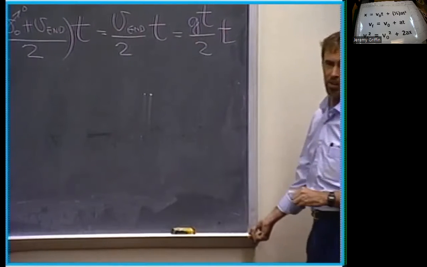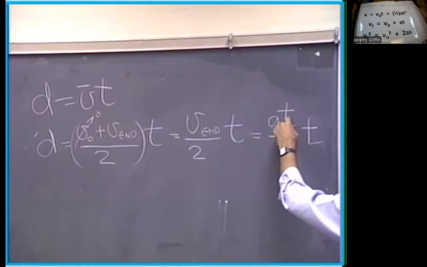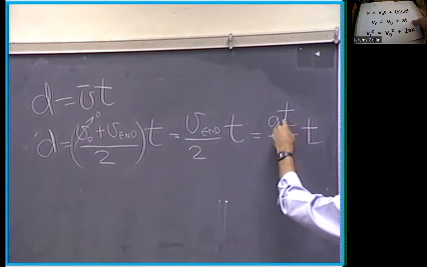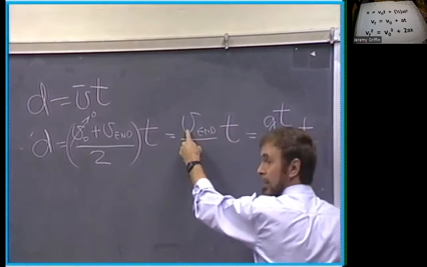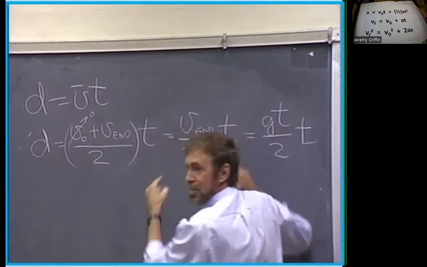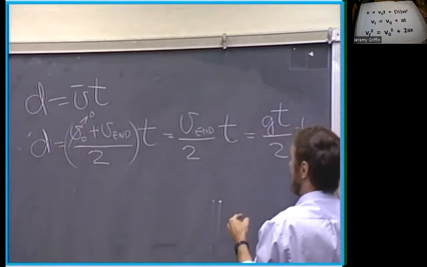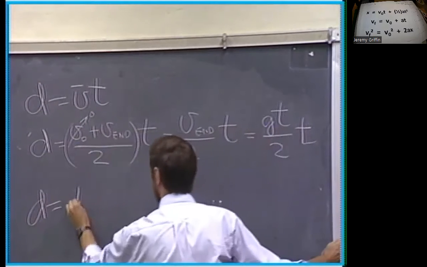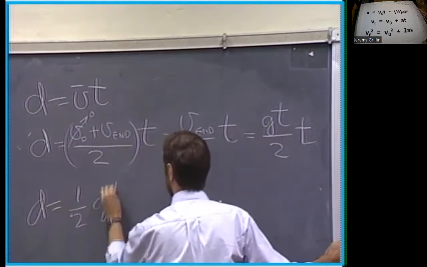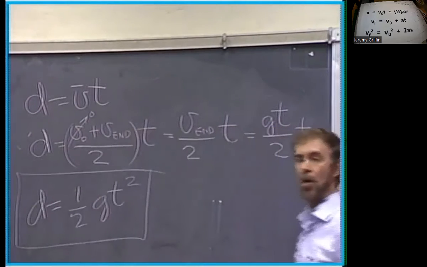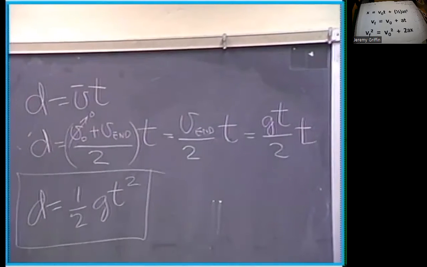See what we have here? Is this time and this time the same? This is the time that it was falling. And this is the time it was falling too. They're the same time. So I can make this a little bit shorter. And now I have a relationship for how far something falls. Look at that. Same thing.